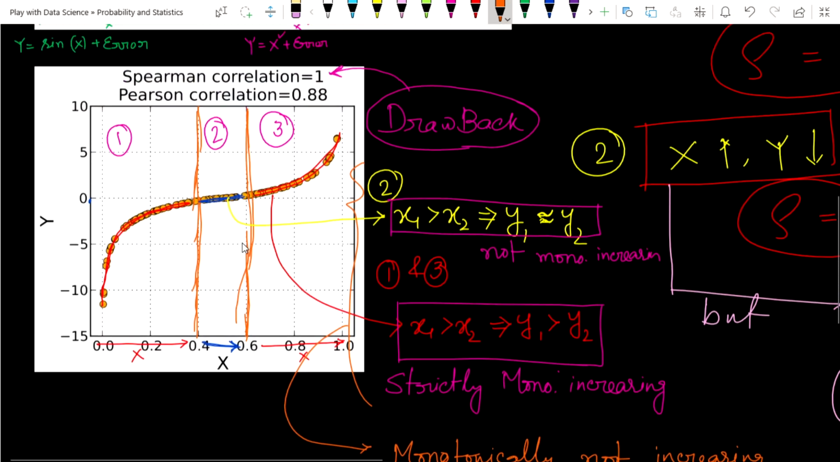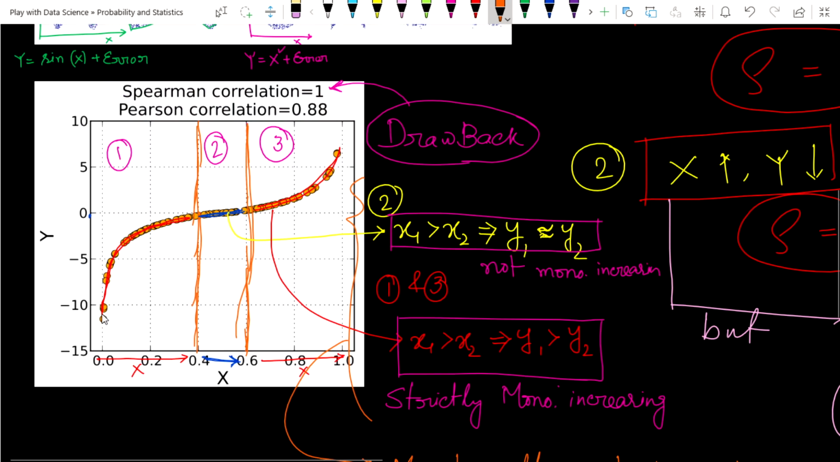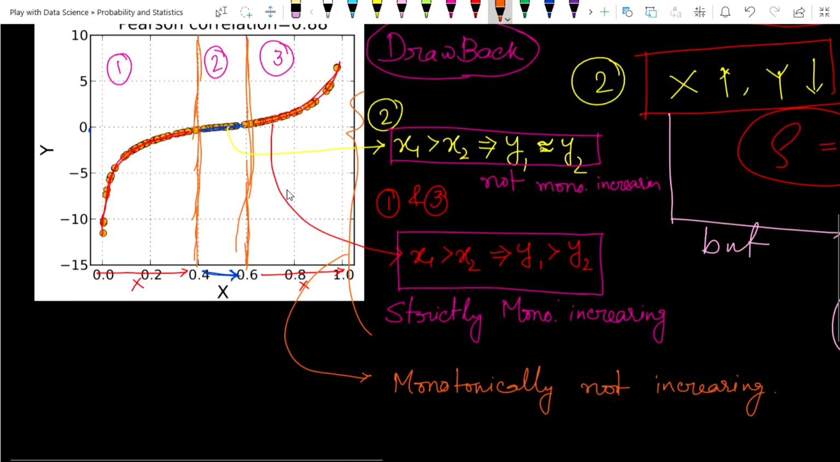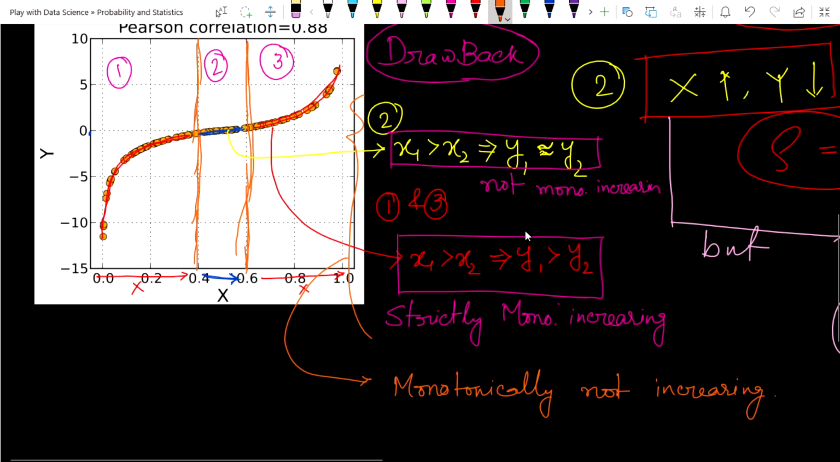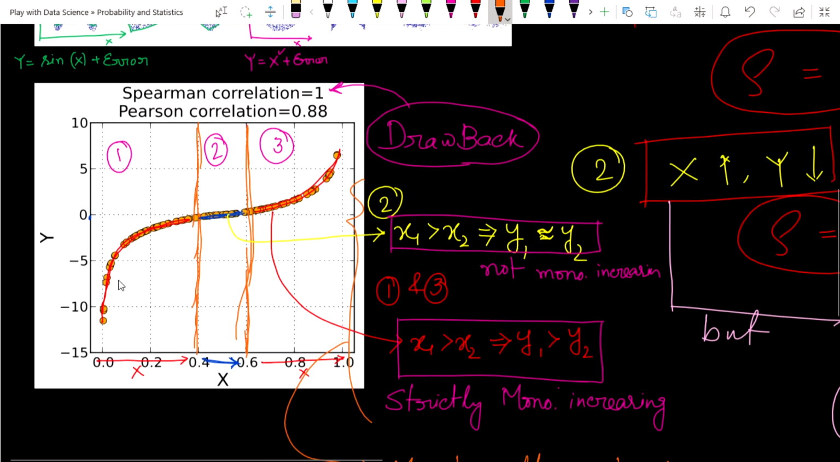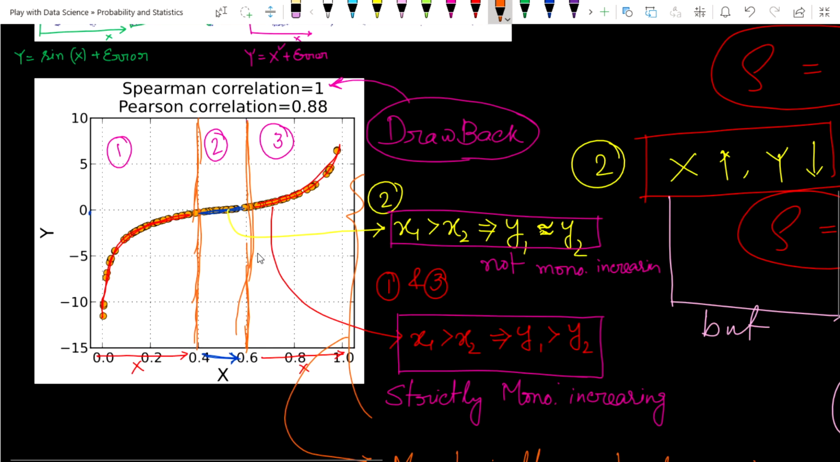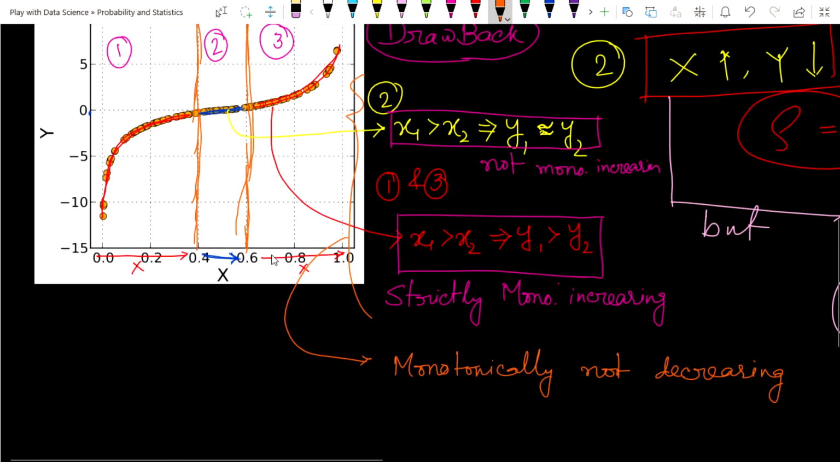That is the thing called in this picture. It means this curve is monotonically non-increasing, non-decreasing. Okay, sorry, I am writing something. It means monotonically not decreasing. If you combine both the cases, this curve is a monotonically non-decreasing curve. It's not monotonically strictly increasing or monotonically not increasing. It's monotonically not decreasing.